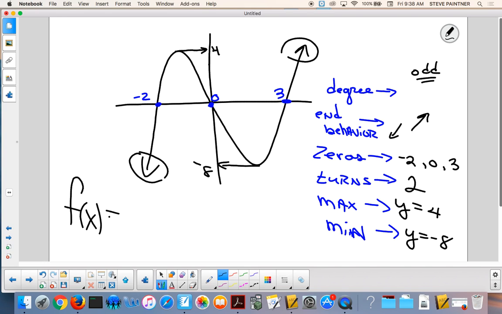Here we go. F of x equals, okay, what factors did all these zeros come from? Where did this come from? X plus 2. Where did this come from? X plus 1 or X plus 0. X plus 0. But do you have to say plus 0? It's X. Okay, where did this one come from? X minus 3. Got it.